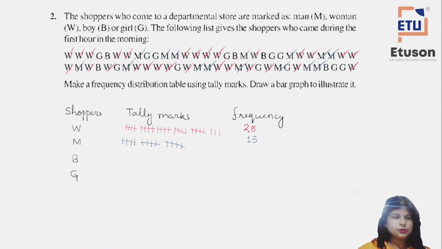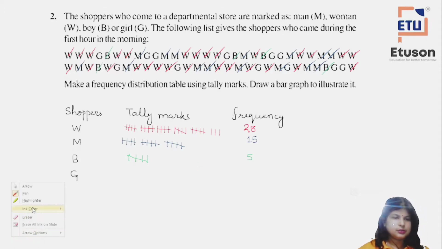So 1, 2, 3, 4 and 5. So the frequency for the boys is 5. Correct? So now let us count for the girls.